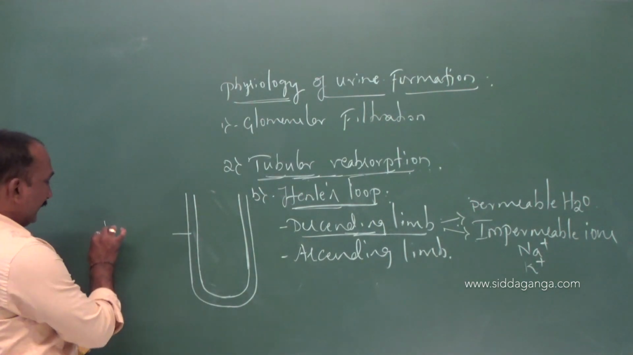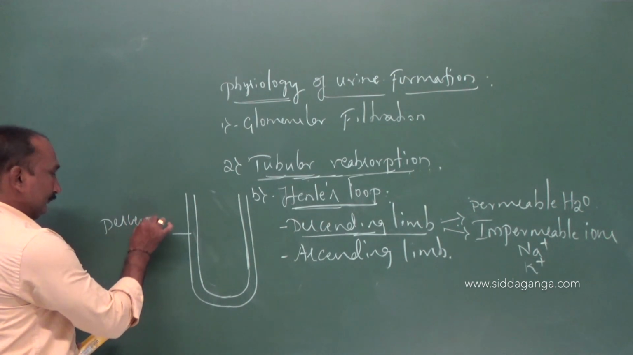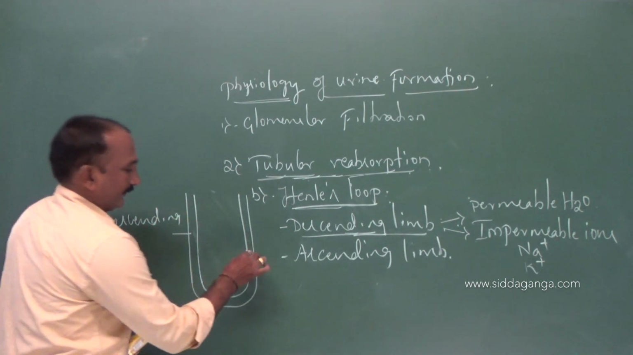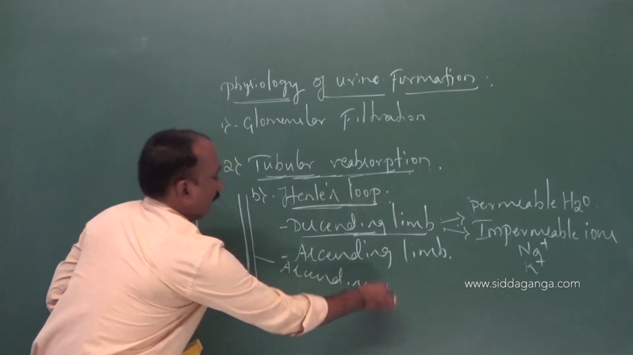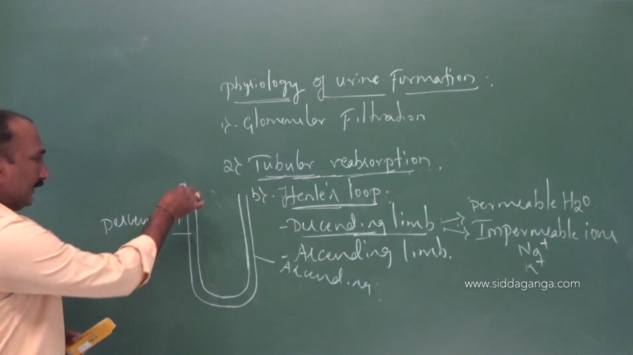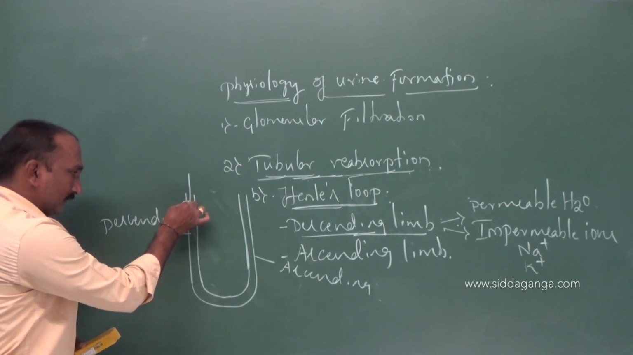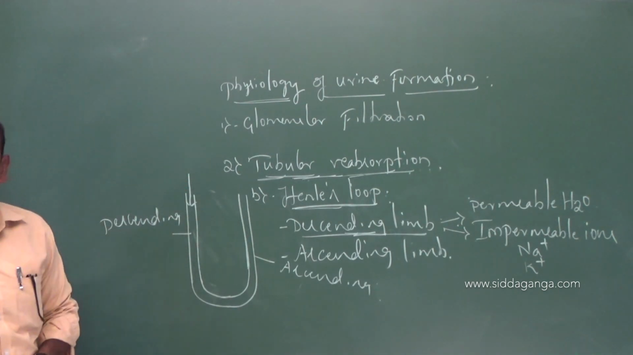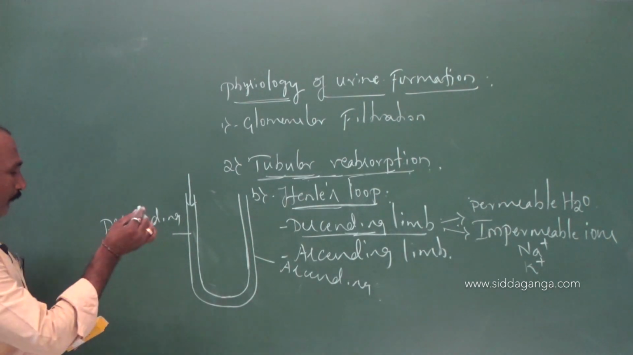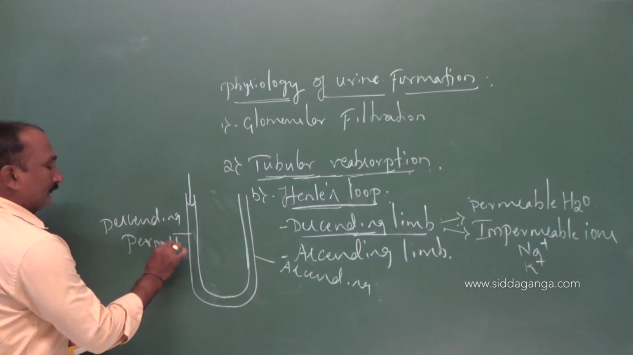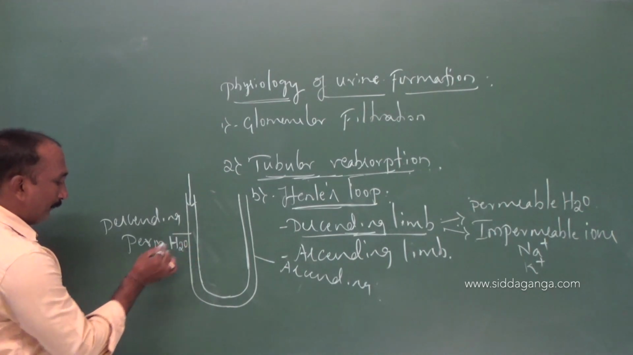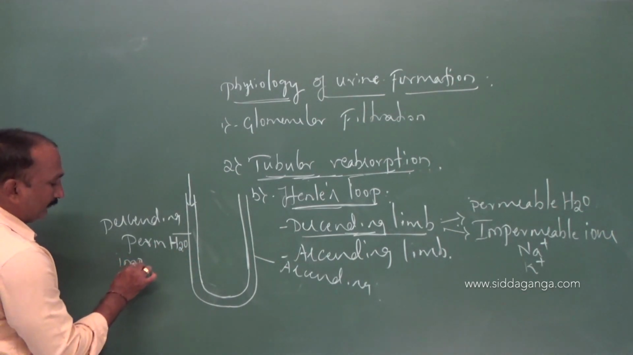so it is the descending limb, and consider the ascending limb. While the filtrate is moving through the descending limb, it is permeable to water and impermeable to ions.